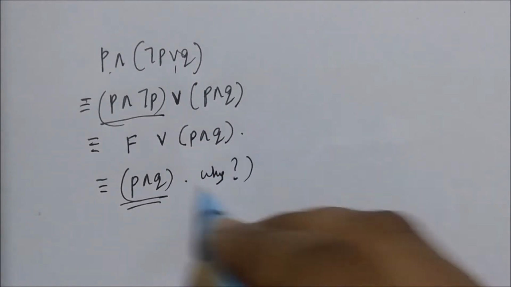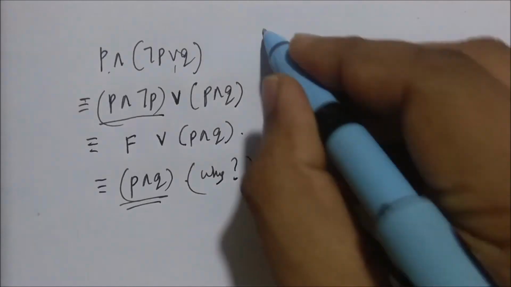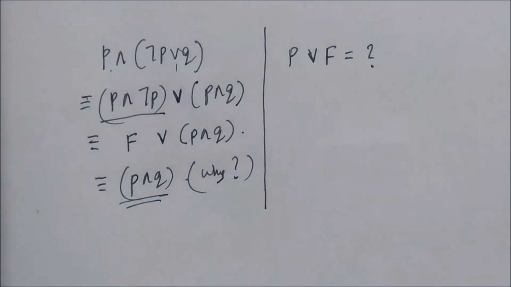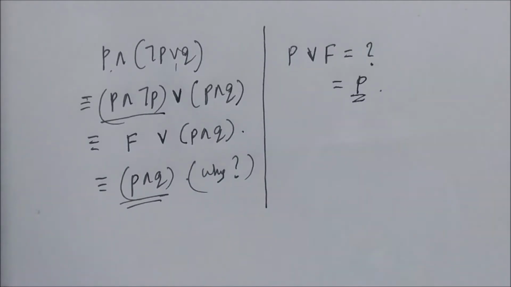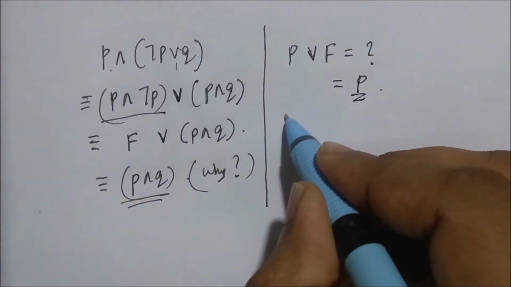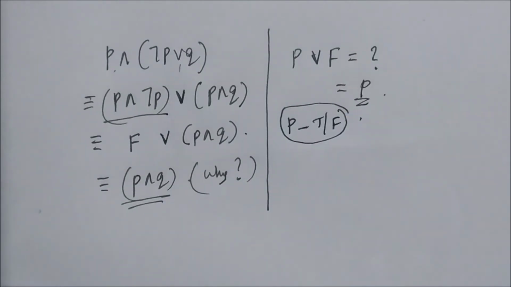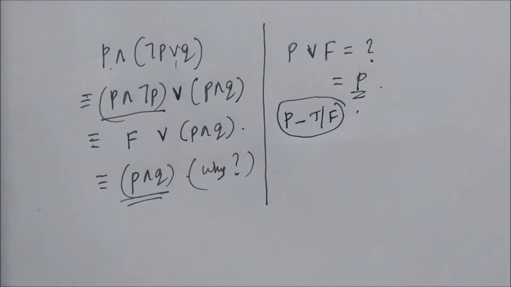Now, false or (P and Q) is P and Q. Why? Let's see. What is P or F? P or F is nothing but P itself. Why? P can have either truth value, true or false, right? So P can be true or false. Now what is P or F? How do we get it as P? That's what we are going to see.